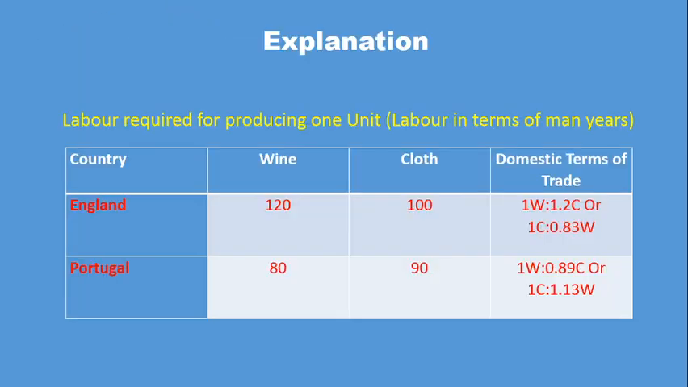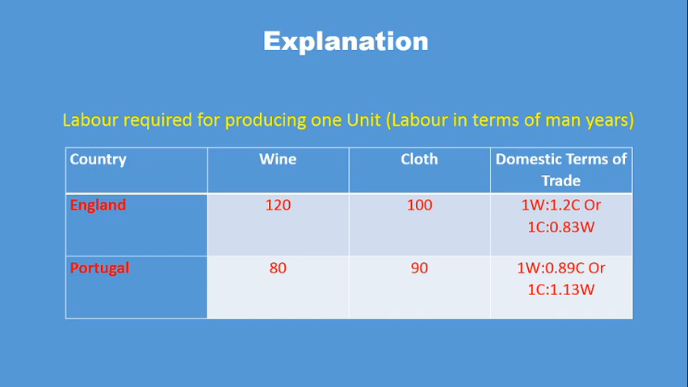As well as labor cost involved in producing 1 unit of cloth is 90% to England in Portugal. It means Portugal is comparatively more efficient in making wine than in clothes. Under the given comparative cost ratios of wine and cloth, it is found that Portugal has a comparative advantage over England in producing wine relative to clothes.